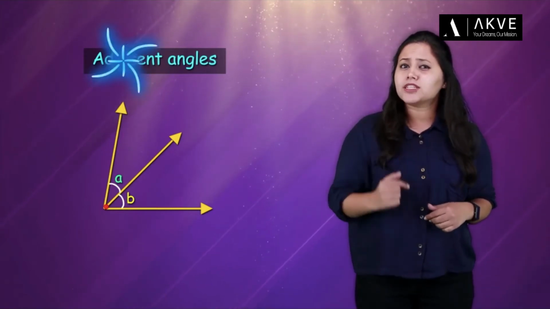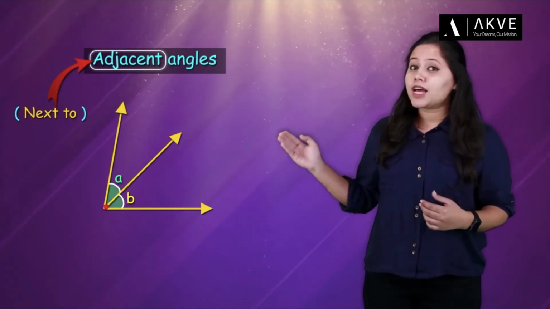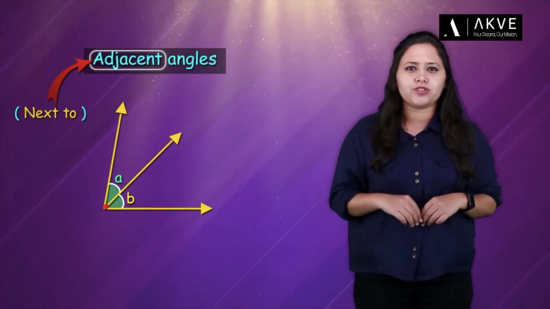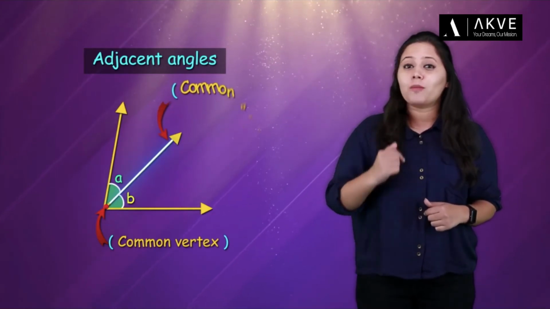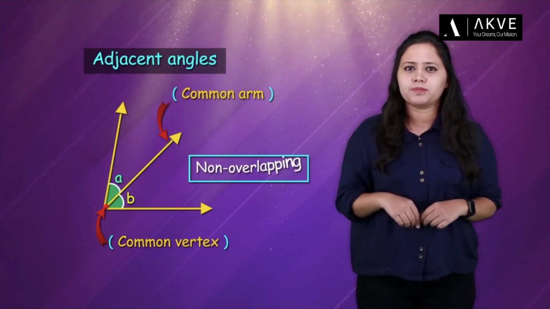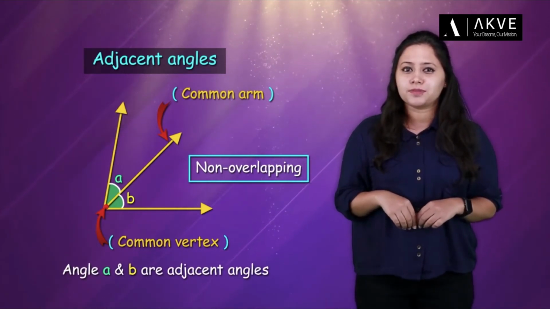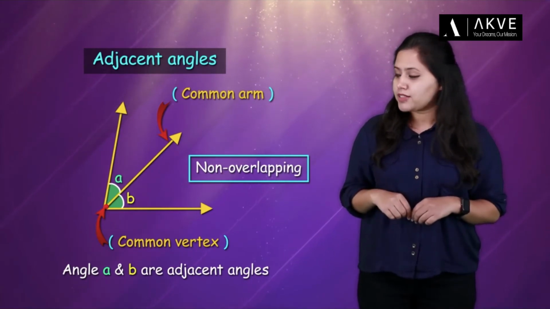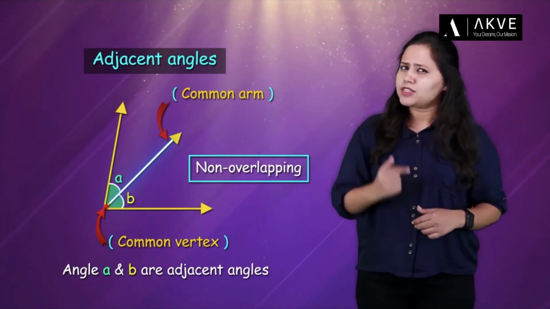Moving on, we have another pair of angles called adjacent angles. Adjacent as a word just means next to. These angles are literally next to each other. They must have a common vertex, a common arm, and most importantly, they must not overlap. So here, angles A and B are adjacent angles. Here is the common vertex, the common arm, and clearly these angles don't overlap.